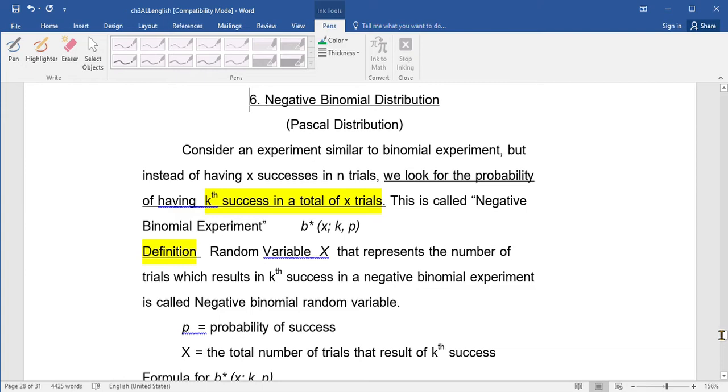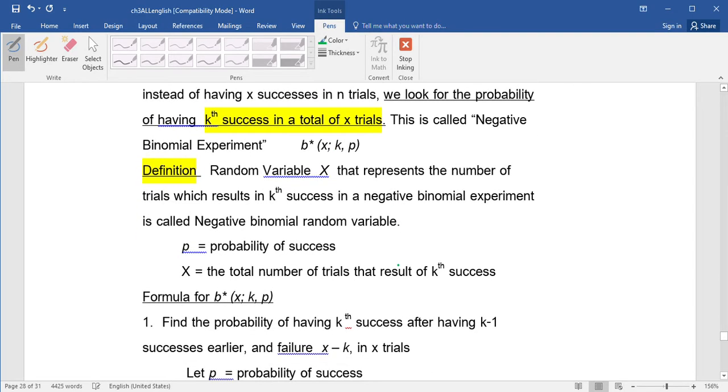Another type of discrete distribution is called the negative binomial distribution or Pascal distribution. Consider an experiment similar to a binomial experiment, but instead of having x successes in n trials, we look for the probability of having k successes in a total of x trials. This is called a negative binomial experiment, and it's written as B star, B as in binomial, but we put a star here, B star x, k, p. Random variable x represents the number of trials which results in k successes.